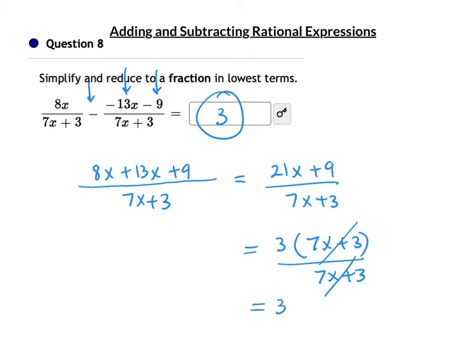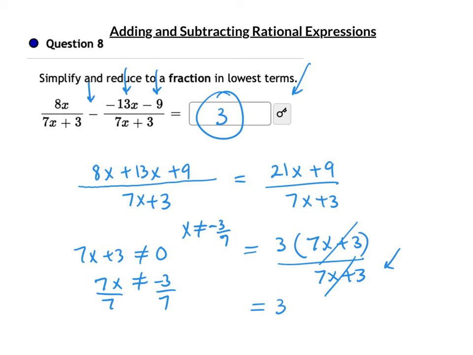On this assignment, you do not need to worry about restrictions. There would be a restriction here because you know that 7x plus 3 cannot be 0 because you can't divide by 0. Subtract 3 and 7x cannot be negative 3. Divide by 7. And we see that x cannot be negative 3/7. That's our restriction. But we're not asked for that here. Our answer is 3.